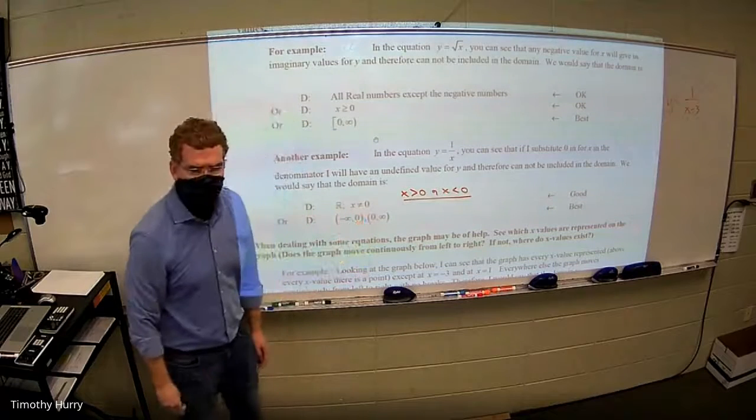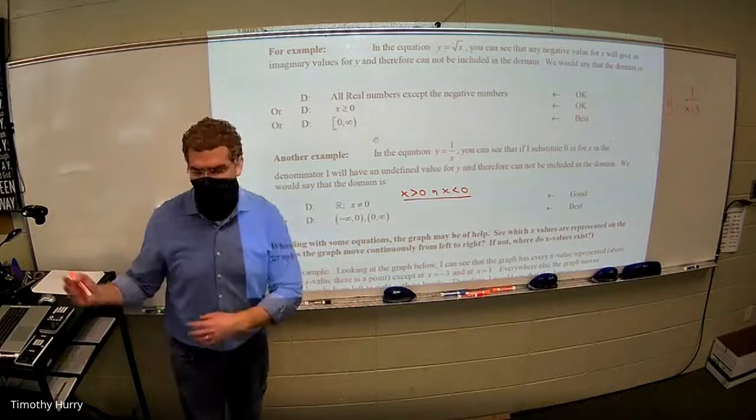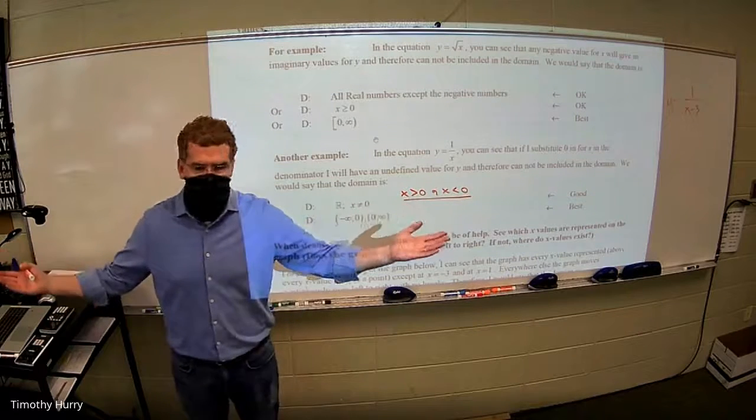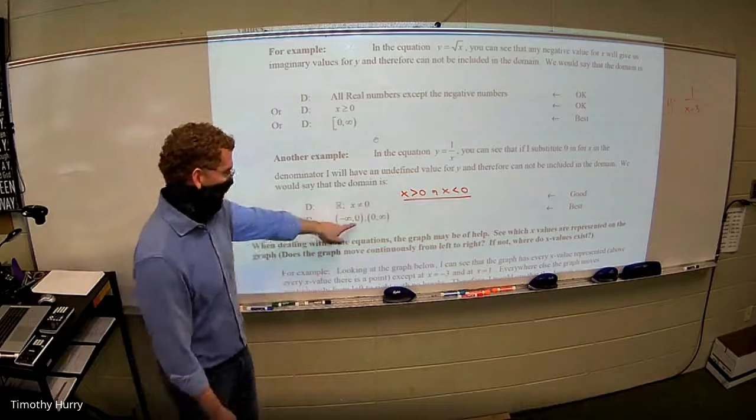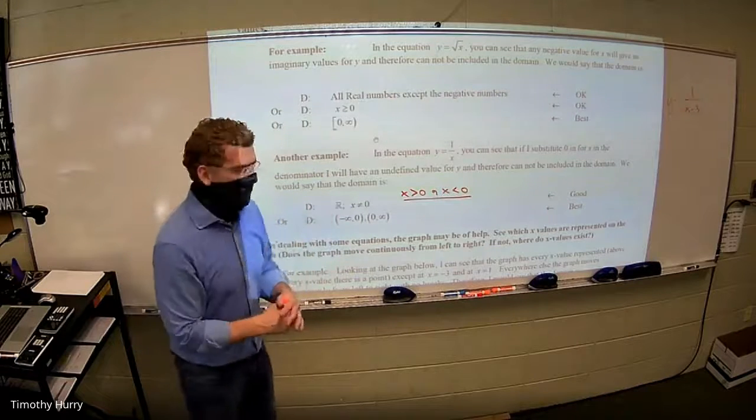Are y'all with me? Okay, but don't make the mistake of going negative infinity to positive infinity, because that would not be true. It doesn't occur at that 0. So whether you have to think about the equation or the graph, that's what we're doing on domain.